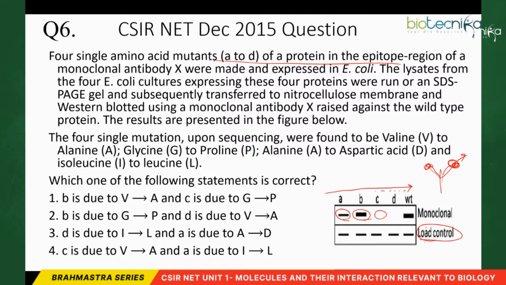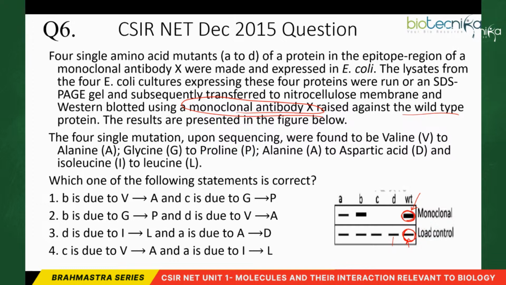So this was the load control on the nitrocellulose membrane. You had the load control where the different mutants, four single amino acid mutants, were given. So this was the wild type epitope region. Okay, and these are the A, B, C, D four mutants. Now you have treated this nitrocellulose membrane with the monoclonal antibody, the wild type antibody, and you saw what it is binding. Obviously, if you have wild type monoclonal antibody, you can see that the protein is able to recognize the epitope properly, isn't it?